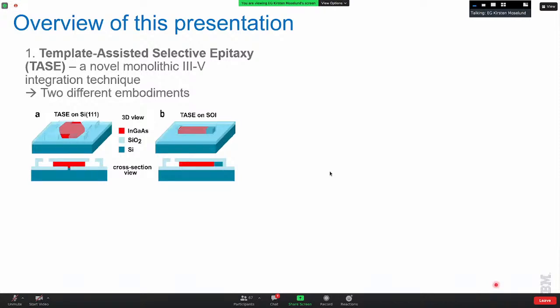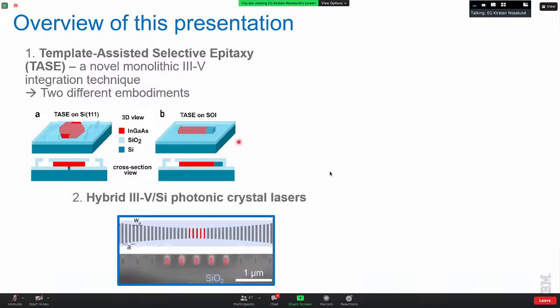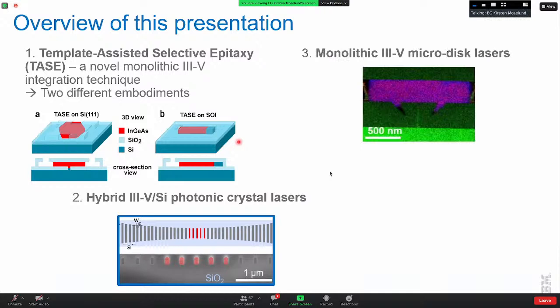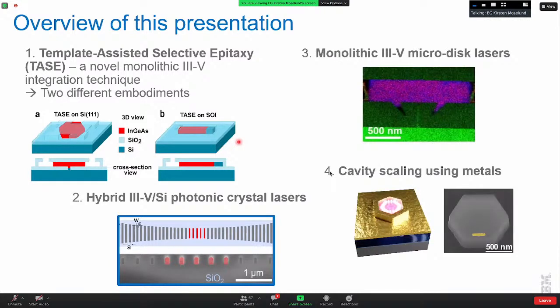So here's just an overview of this presentation. First, I'll give you a general introduction to template-assisted selective epitaxy. As this is something we've been doing for almost 10 years, we have many different embodiments, and depending on the application, sometimes we go vertical, sometimes lateral. Also, it's a little bit different maybe for electronics and photonics. But I'm going to focus on two different embodiments here, either these microdisc lasers or these sort of in-plane structures on SOI. Then I'll present first the hybrid III-V silicon photonic crystal lasers, then move on to these monolithic III-V microdisc lasers, and then discuss some issues with cavity scaling, where we use metals to either completely metal clad the lasers, or also micro or nano antennas to improve the wavelength selectivity.